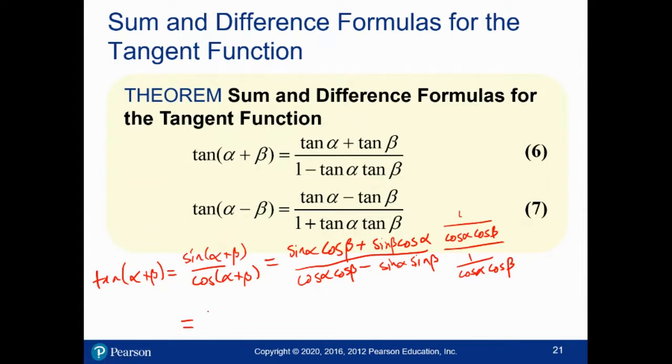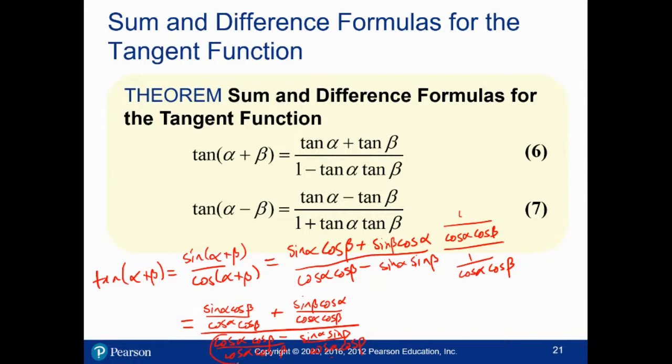So what I end up with is sine alpha cos beta over cos alpha cos beta plus sine beta cos alpha over cos alpha cos beta. That's my numerator. Now my denominator is cos alpha cos beta minus sine alpha sine beta, and I'm going to divide both of those by cos alpha cos beta. I'm apologizing for the kind of illegible writing, but we're about to cancel it out anyway.